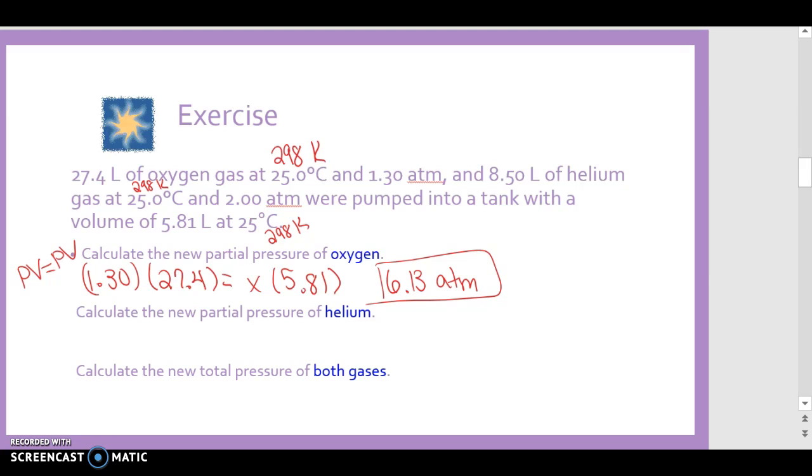Calculate the new partial pressure of helium. So I do the same thing. Initial pressure of the helium was 2 times the volume of that helium was 8.5, and the new volume was 5.81.